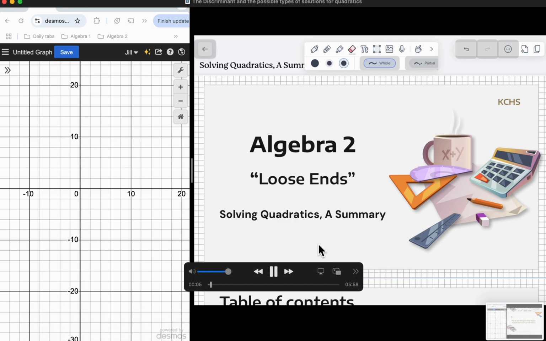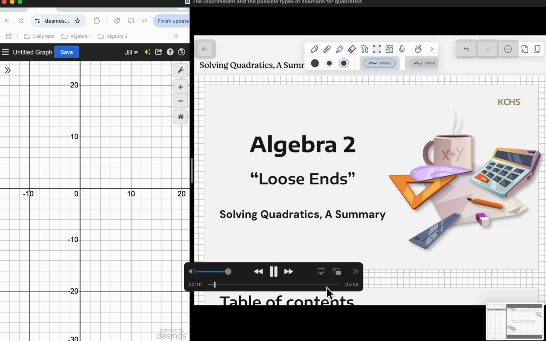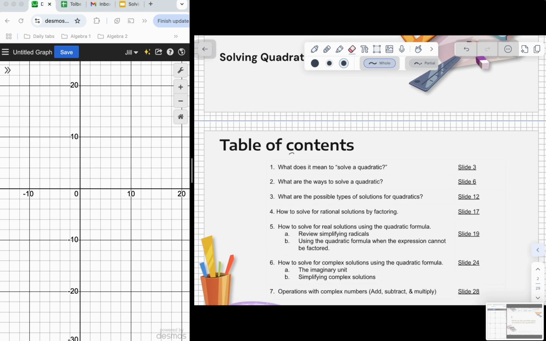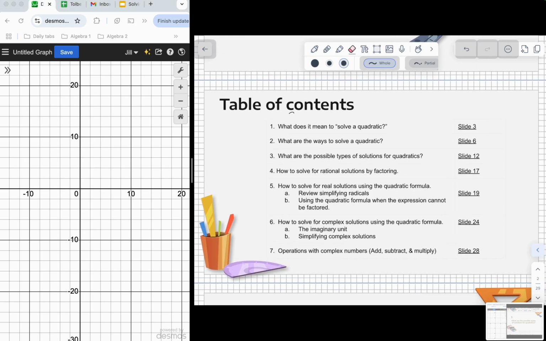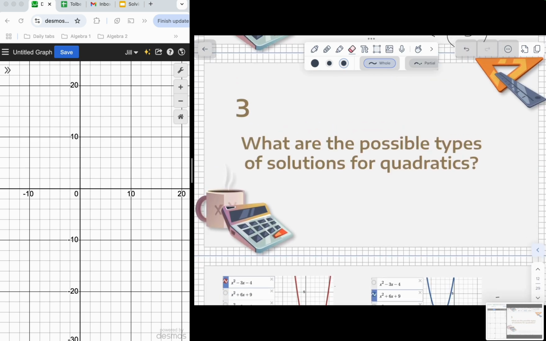All right, so now we're moving to the next part of our loose end series for Algebra 2. This is what the discriminant is. We are walking through what it means to solve a quadratic, what are the ways to solve a quadratic, what are the possible types of solutions, and so that's where we're headed now.